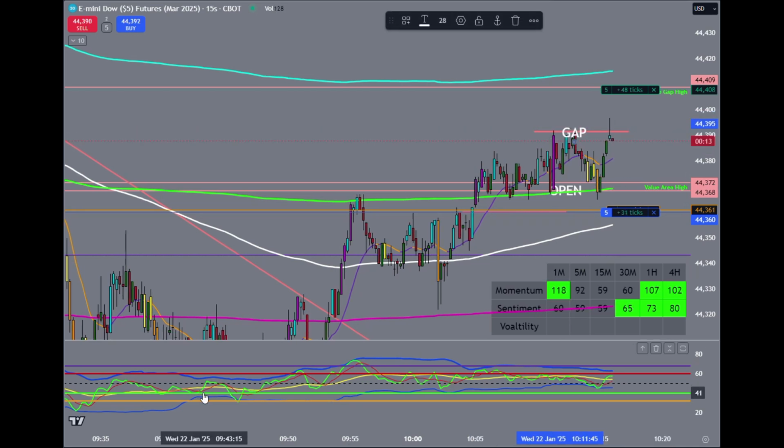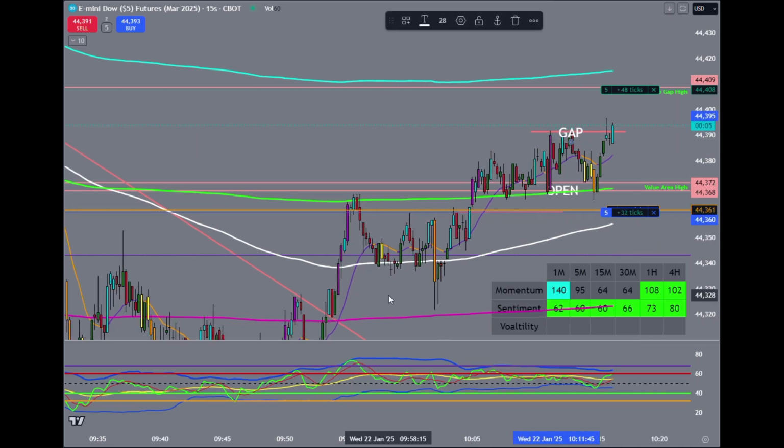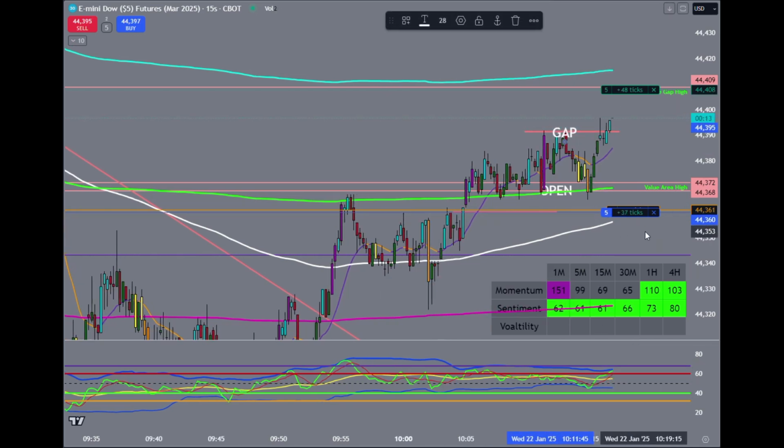Let's check it out. Once this punches through this gap zone here and starts to struggle, we're just going to lock in 32 points and be done for the day.